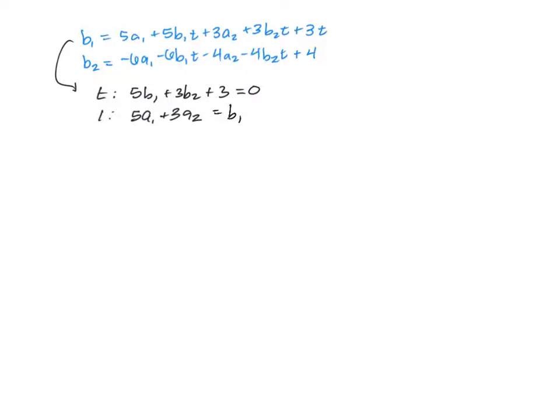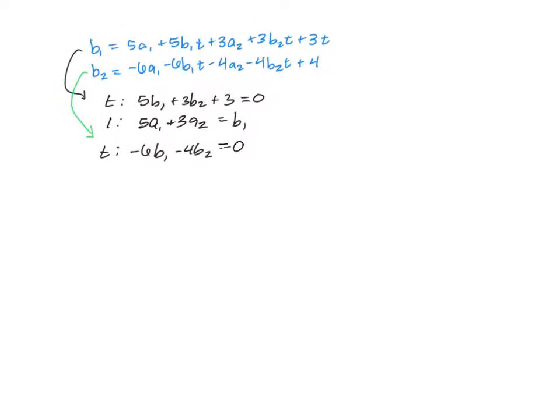And now if we take the b2 equation and do the same thing, our t is going to give us a negative 6b1 minus 4b2, and that is going to be equal to 0. And then if we compare constants, we've got negative 6a1 minus 4a2 plus 4 equaling out to the constant b2 on the other side. So this is a 4x4. It's actually a 4x5 linear system because we actually have a right-hand side.